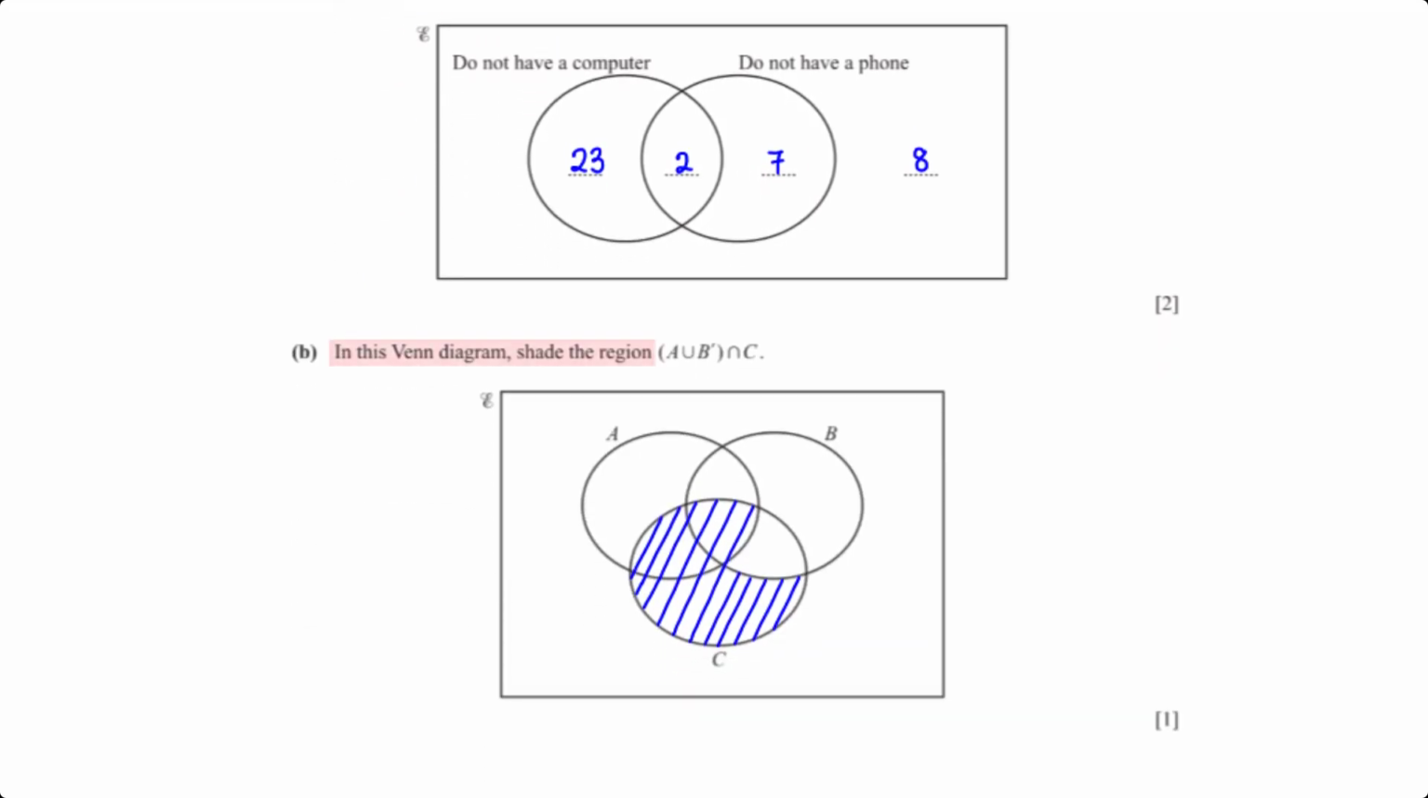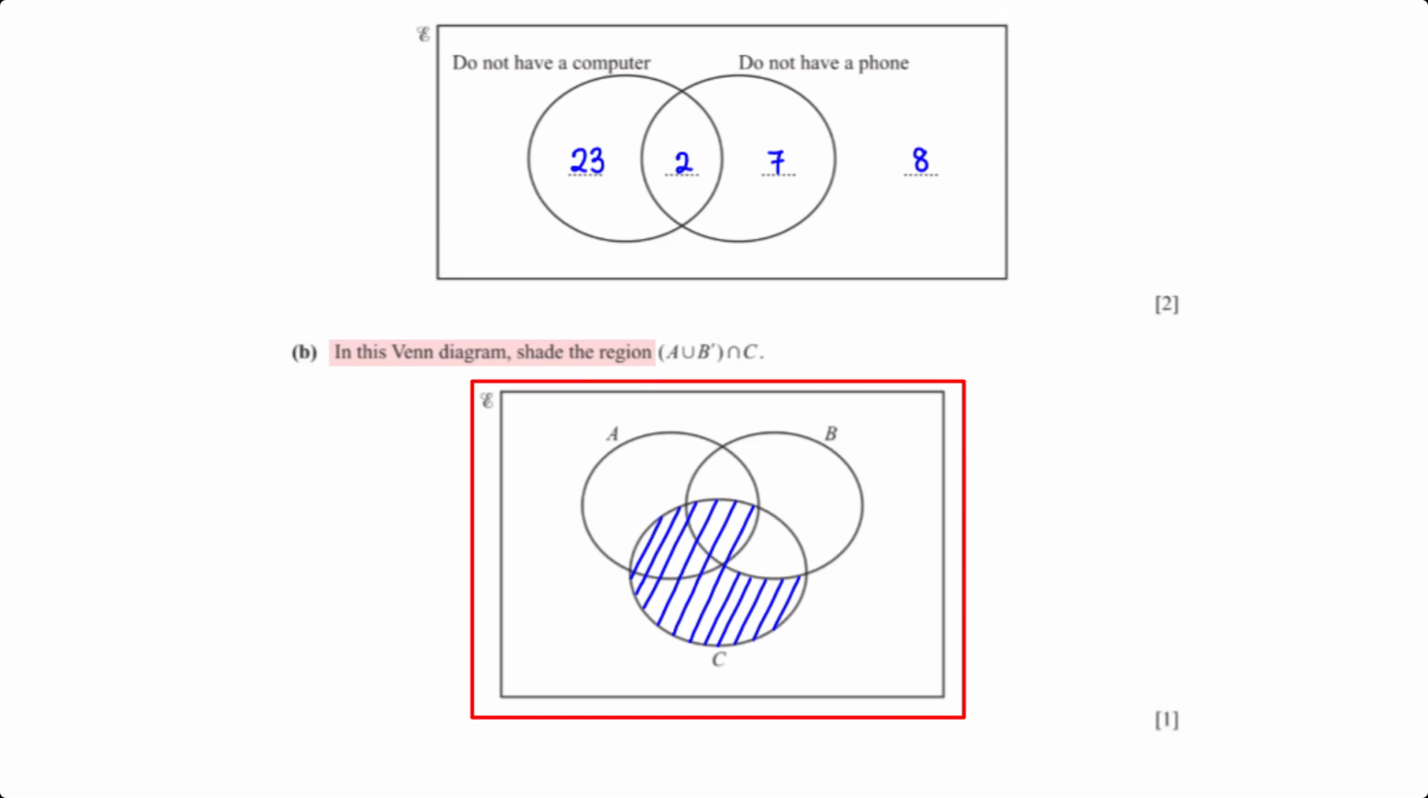In this Venn diagram, shade the region A union B complement intersection C. First, shade the region A union B complement, then shade the region C. The intersection or overlap section would be the final answer. The result should look like this.